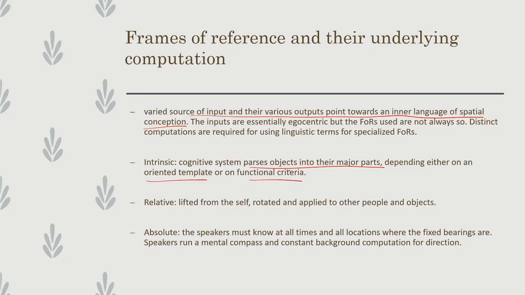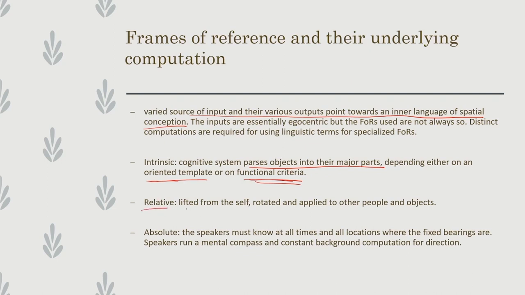So, the face of a building, you know, the building was defaced, meaning that a building has a face. Which is the front of a building? Typically, the side of the building where the entry gate is. So, this is what we mean by functional criteria. An object takes up its own axis, its own coordinates, dependent on various kinds of criteria, either an oriented template like a tree, or the building having a face and so on. So, this is how we parse the object.